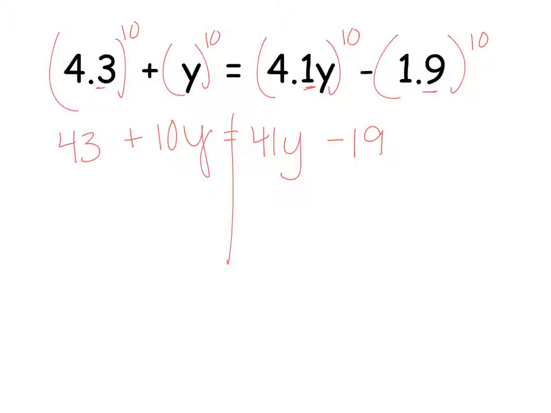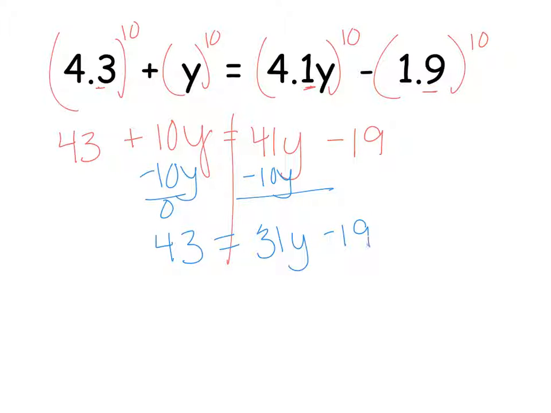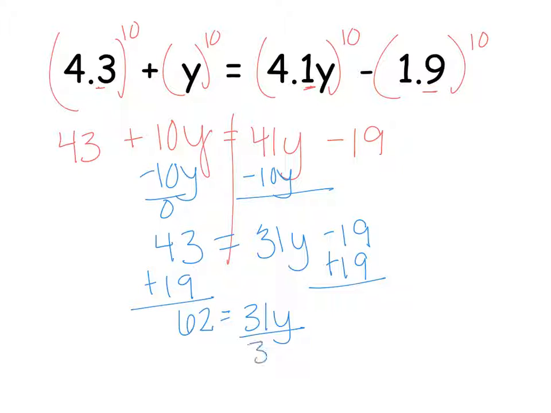Okay, I'm going to put my variables on the right-hand side this time. So I'm going to say minus 10y, minus 10y. Okay, that gives me, on the left-hand side, I'm left with 43, and on the right-hand side, I have 31y minus 19. Okay, now let's move our constants to the left. Let's add 19 on both sides. Okay, so we get 62 is equal to 31y. I divide by 31 to get y by itself, and I get y equals 2.